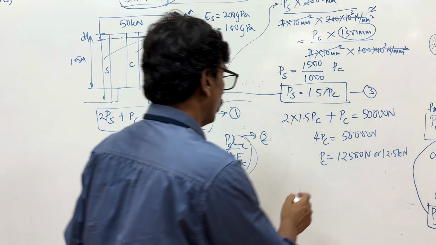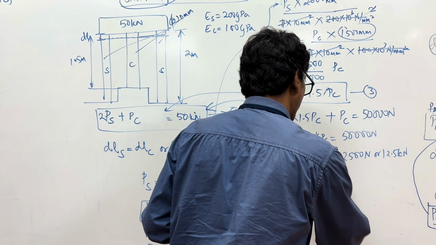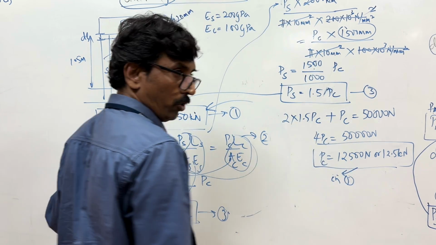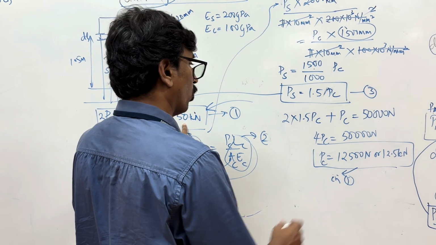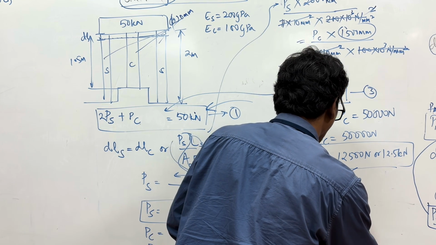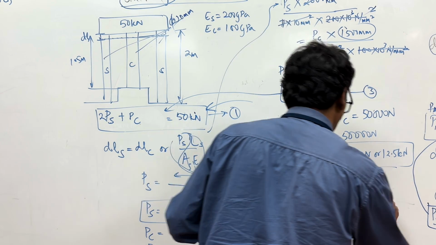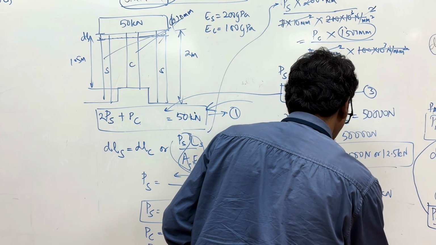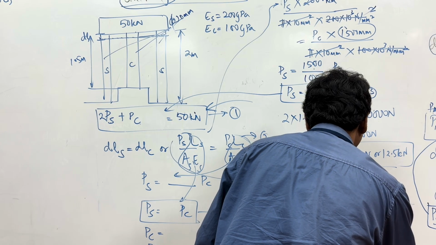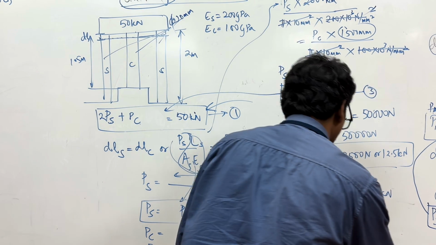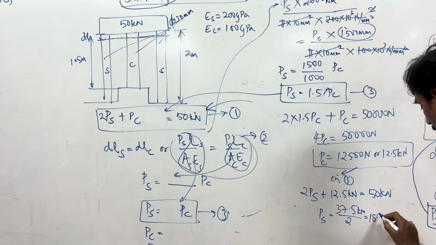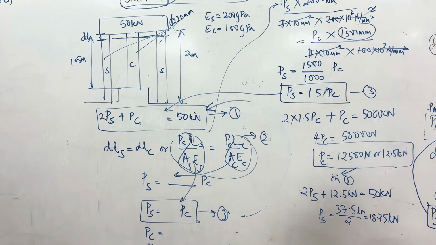Once you have this PC, you can substitute it back into equation 1. So PC is equal to 12.5, and 2 PS plus 12.5 kilonewton is equal to 50 kilonewton. How much is PS now? 50 minus 12.5 is 37.5 kilonewton, divided by 2. What is the answer? 18.75 kilonewton.